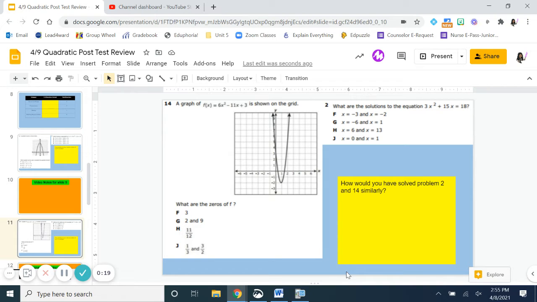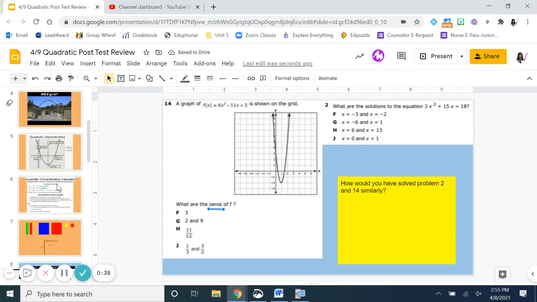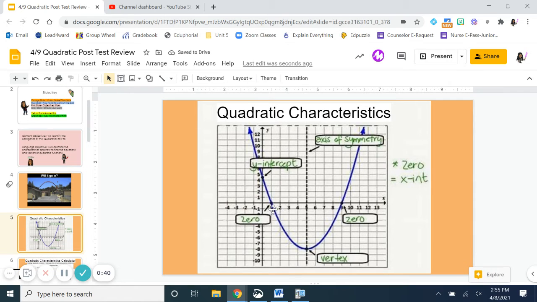Well, if I look at my graph, the f right here in the question is just saying that this line, they're going to call it f, okay? And my keyword is zeros. So I have to remember what zeros are. If I scroll up to slide 5, I have my notes, and I have a note on zero. So zero is equal to the x-intercept, meaning they're the exact same thing in this case.